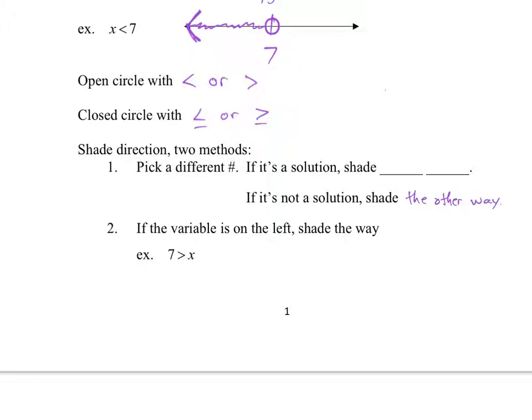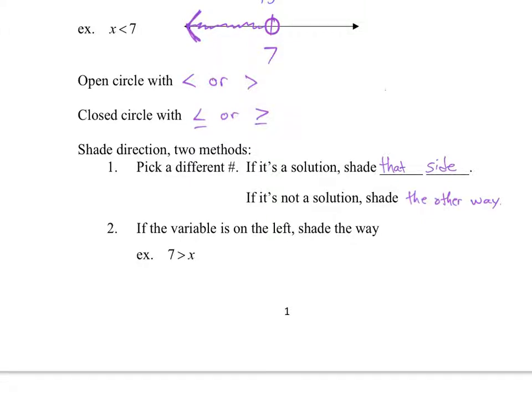The opposite. Shade the opposite way. And if we'd picked a number that was a solution, say we'd picked 3, 3 is going to be over on this side of 7 on a number line. 3 is less than 7. Yup. So if 3 works, if it is a solution, shade that side. So that's one way to do it.